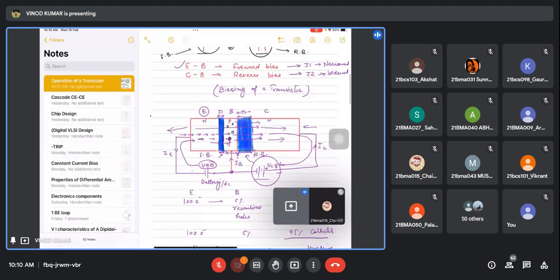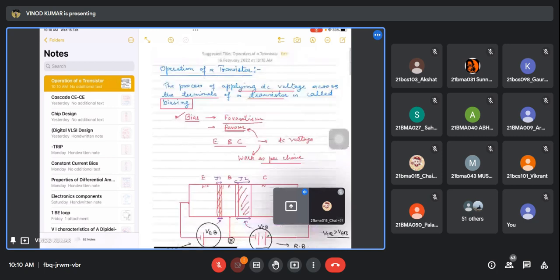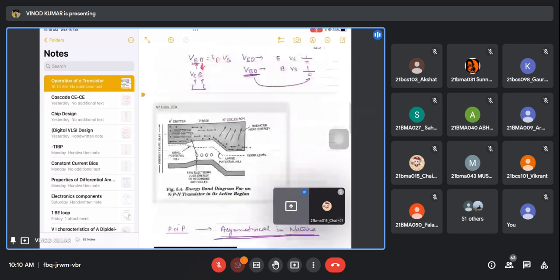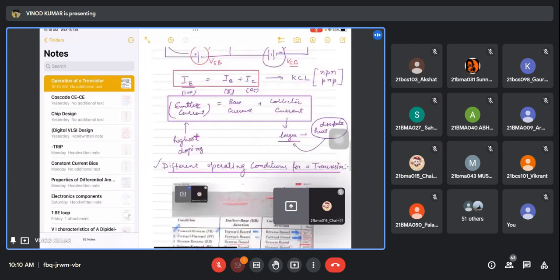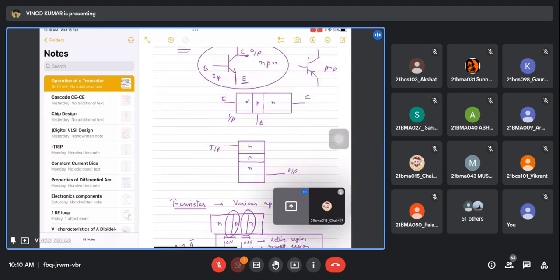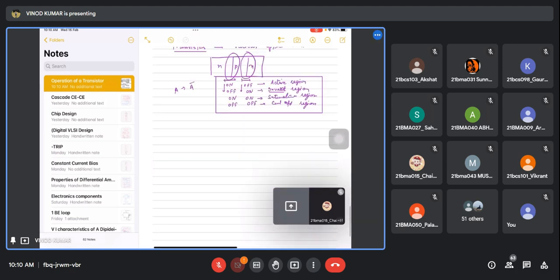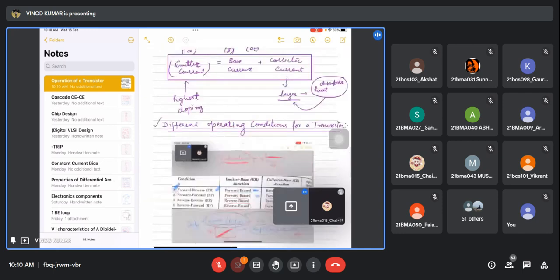This is one of the few things which you must be aware of. Okay, then we discussed about this. This is also important, this one. Anyway, so I think NPN and PNP both we have discussed.